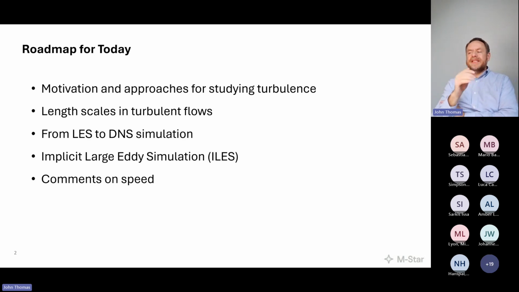I'll talk a bit about implicit large eddy simulation as well as speed. ILES is interesting because it requires no explicit turbulence modeling. It's a higher order kernel that doesn't modify the viscosity. It has some compelling, attractive features. It's built in M-Star and worth using, as we'll see.